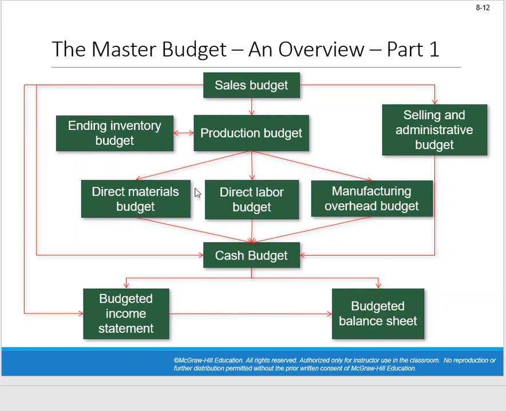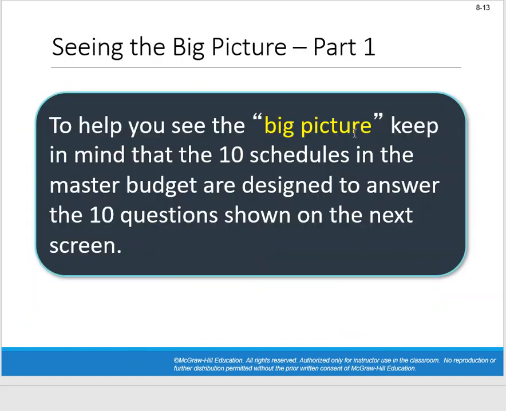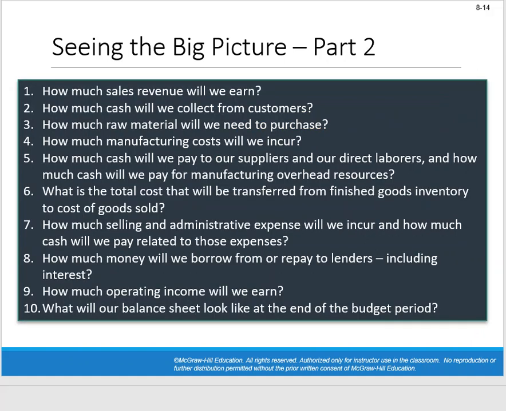From the production budget, we have our direct materials, direct labor, and MO budgets. And then all of that goes into a cash budget. The cash budget has to be done before we do our budgeted financials, our budgeted income statement, and our budgeted balance sheet. So I'm going to try to get us through this as efficiently as possible, and you guys can refer back to it as you need help with your Chapter 8 work. In terms of the big picture, we're going to be doing these 10 schedules, and here they give you a bunch of words on the screen to read, and I'll let you read that on your own time if you're interested.